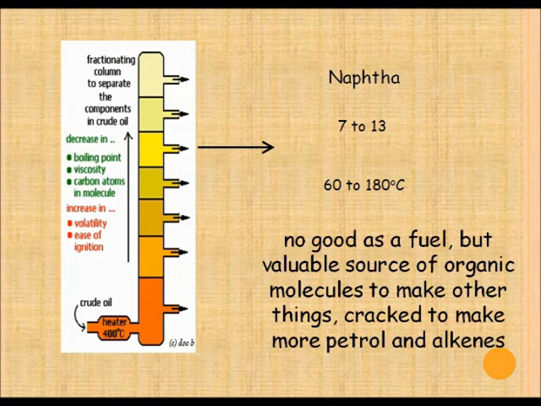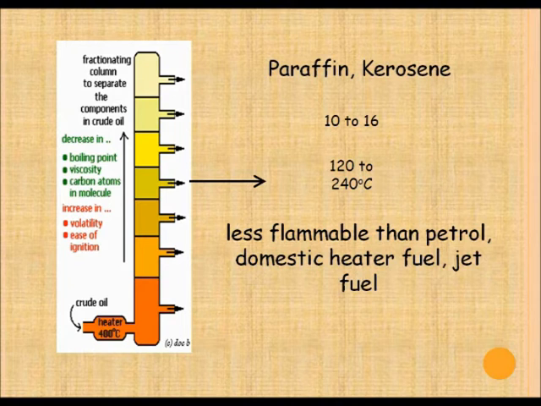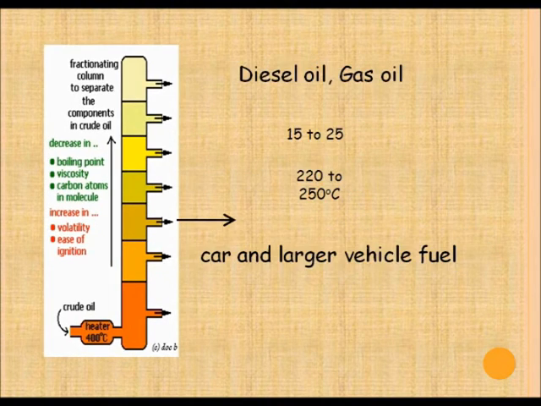Naphtha has 7 to 13 carbon atoms and boiling point of 60 to 180 degrees centigrade, and is not good as a fuel but a valuable source of organic molecules to make other things, cracked to make more petrol and alkenes. Paraffin, kerosene, has 10 to 16 carbon atoms and boiling point of 120 to 250 degrees centigrade, and it is less flammable than petrol, used as domestic heater fuel and jet fuel. Diesel oil or gas oil has 15 to 25 carbon atoms and boiling point of 220 to 250 degrees centigrade. It is used as a car and larger vehicle fuel.